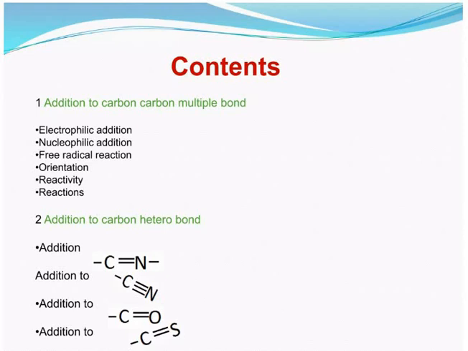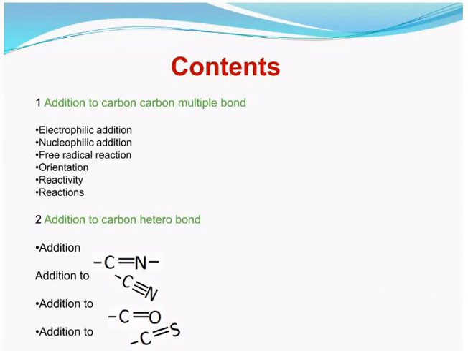What does it mean? It means the breaking of carbon-carbon multiple bonds. Why multiple bond? You know the multiple bond means double bond and triple bond, alkene and alkyne. So how many types of reaction are possible at a carbon-carbon multiple bond? First, electrophilic additions, nucleophilic additions, free radical reactions, orientations, reactivity and reactions.